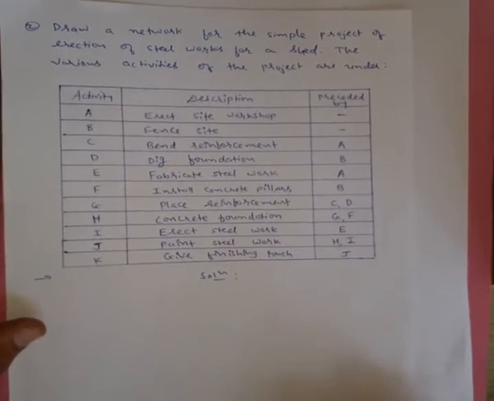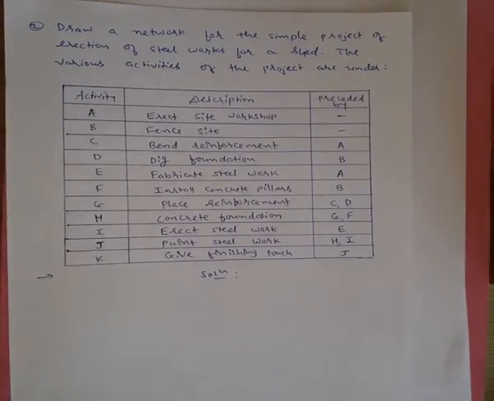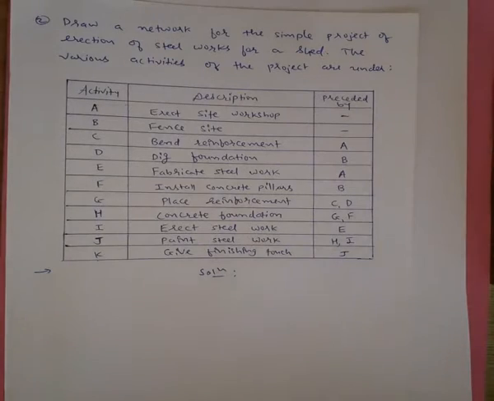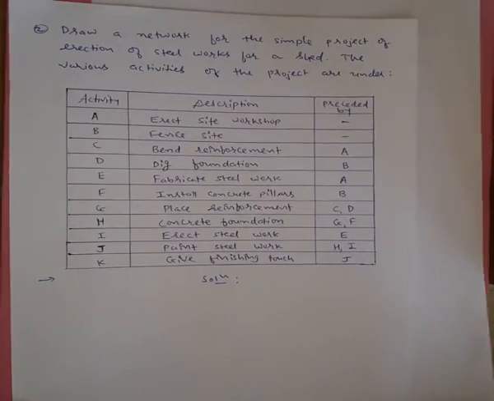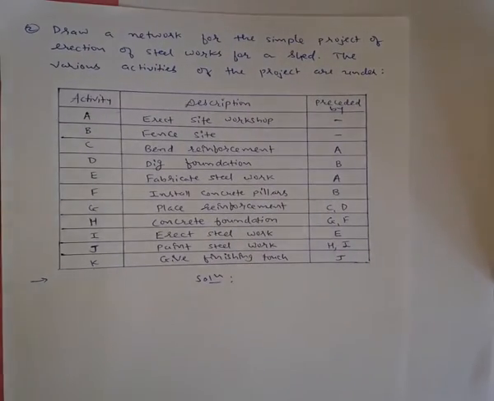We are having a second example for the same, how to draw the network diagram. So the data is given to you. For the given data, draw a network for the simple project of erection of steel works for a shed. The various activities of the project are as under.